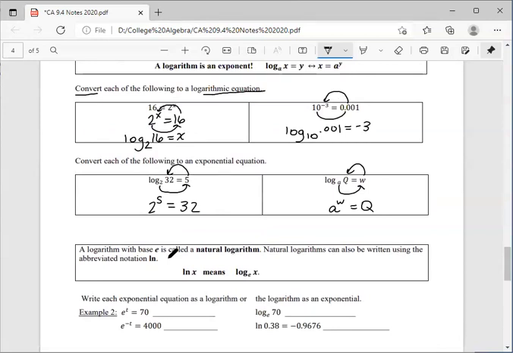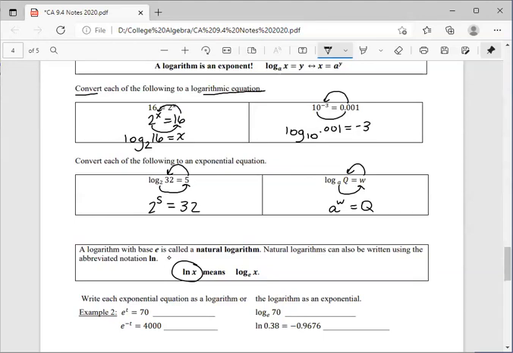They're wanting us to do the same thing with this e. And remember that if you see an e, you automatically don't use log, you use the natural log. You're going to use ln instead of log, okay? So it says write each exponential equation as a logarithm or a logarithm as an exponential. So we're going to use the ln here.